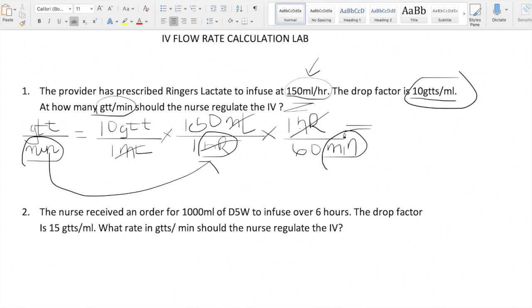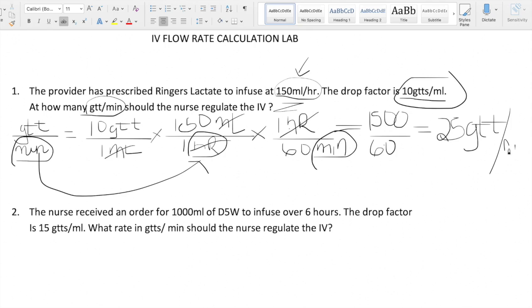So now I'm going to times the 10 times 150 times 1 for a total of 1500. Underneath, I am going to divide that by 60. Once I do the problem, I am going to get a total of 25. And always remember to write out exactly what it's asking you for. So it's going to be GTT/minutes.